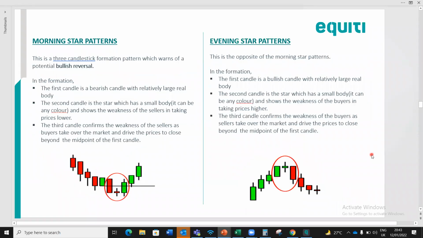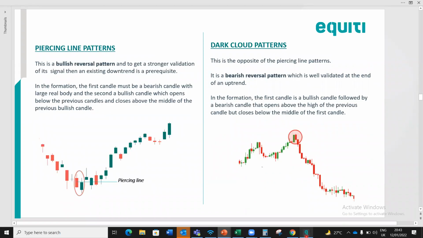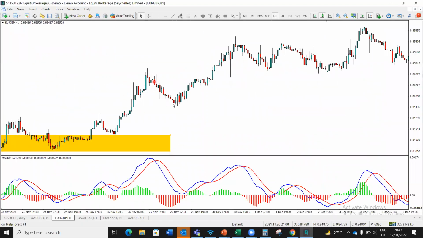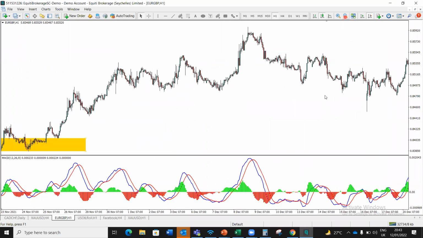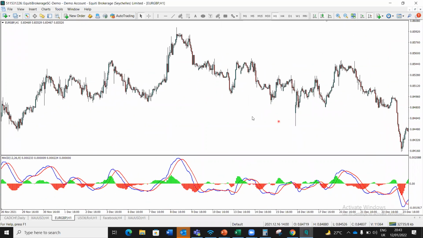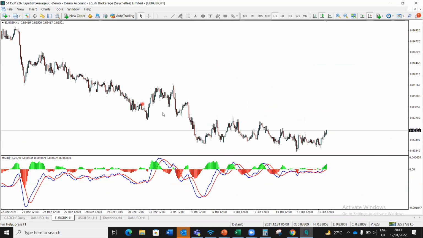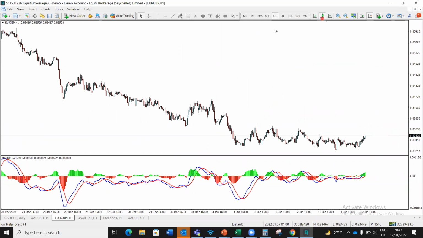So I was saying I want to find the piercing line pattern because it happened on Euro GBP. Yeah, it happened on Euro GBP, but we will better appreciate it if we look at it from H4.